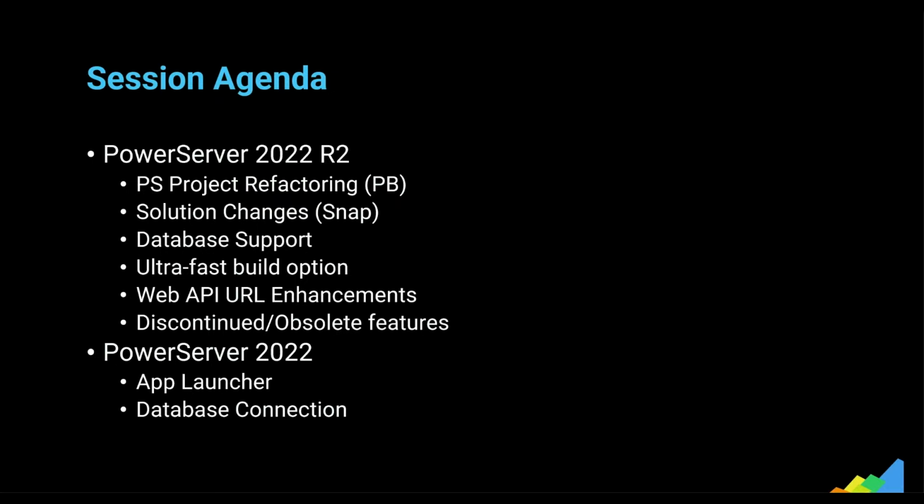We'll see how the PowerServer project has been refactored in PowerBuilder, in particular to simplify the deployment and the test in the dev environment. Then changes that you will find in the C# solution that must be opened from Visual Studio to deploy the remote servers, the latest database versions that are supported, and a new build option called ultra-fast, which saves you lots of time when it comes to repeated and quick fixes and redeployments.